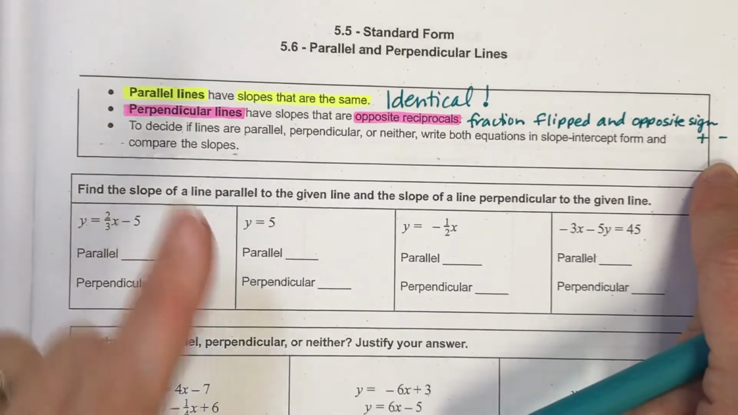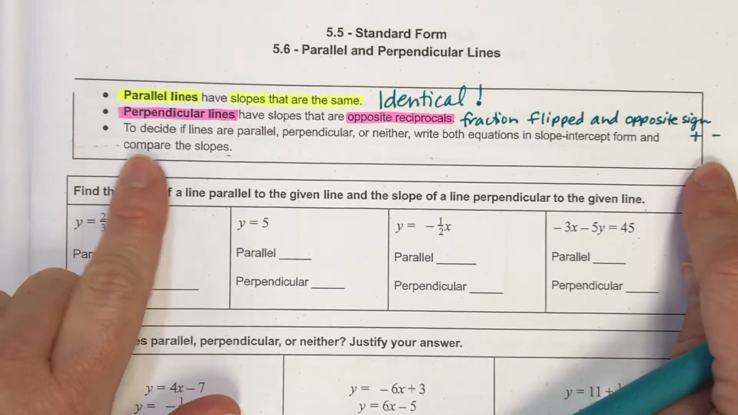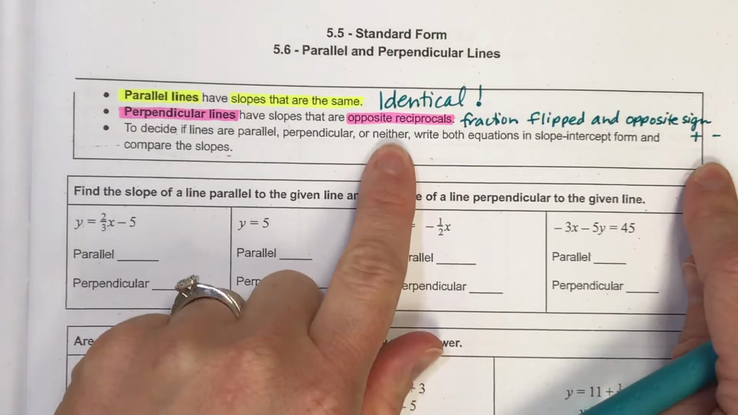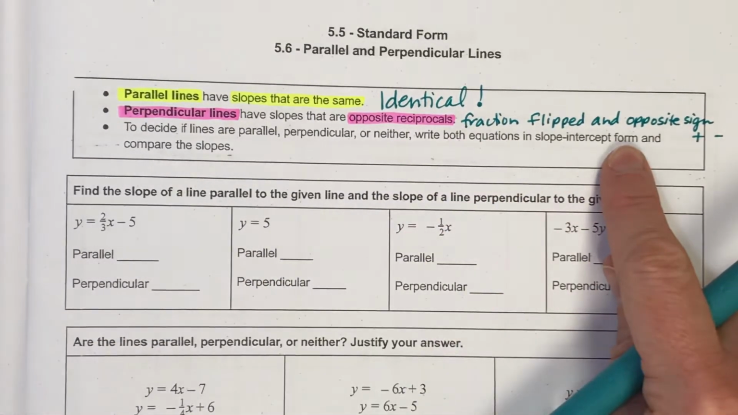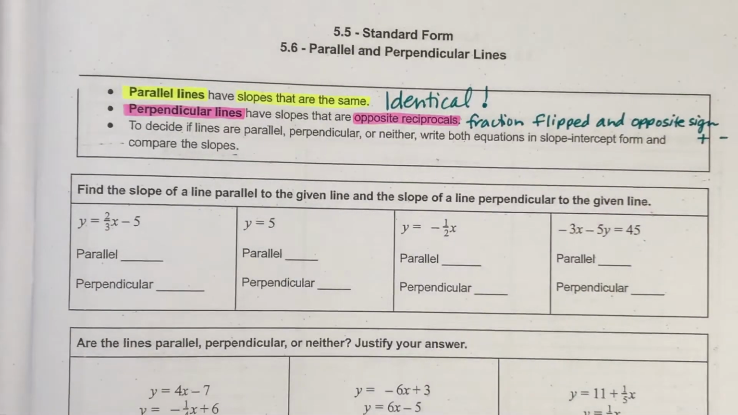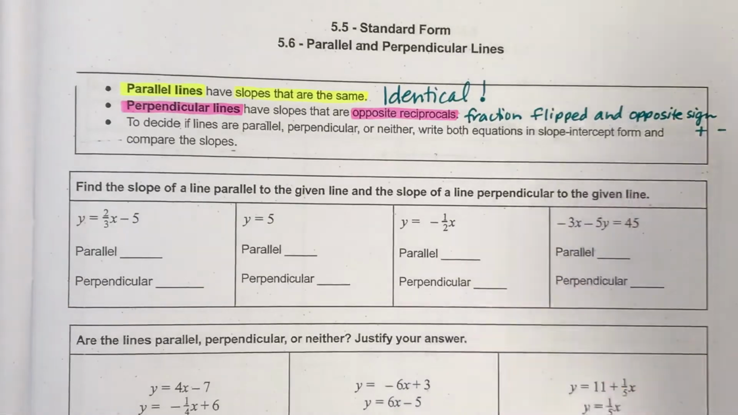And then last, I have this last bullet point here that says, to decide if lines are parallel, perpendicular, or neither, you should write both equations in slope-intercept form to then compare the slope. So you want to get it in a form that shows the slope. Another form would be point slope form. That would work as well because you can clearly identify slope. But standard form would not work for this because standard form does not show you slope at all in the equation. That form is useful for mostly only x and y intercepts.